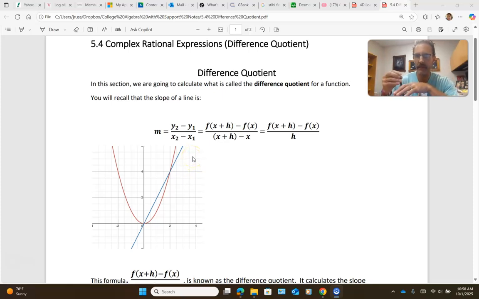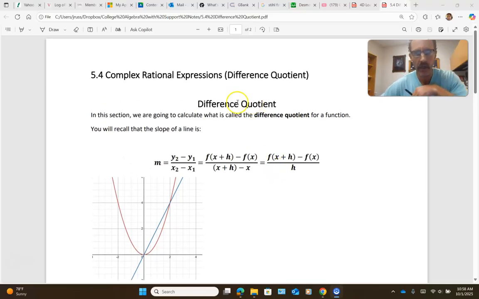Alright, welcome back guys. We're going to look at 5.4. We're going to talk about something called the difference quotient. And we're going to calculate it, or at least simplify it, derive it, for different functions. So what exactly is it?